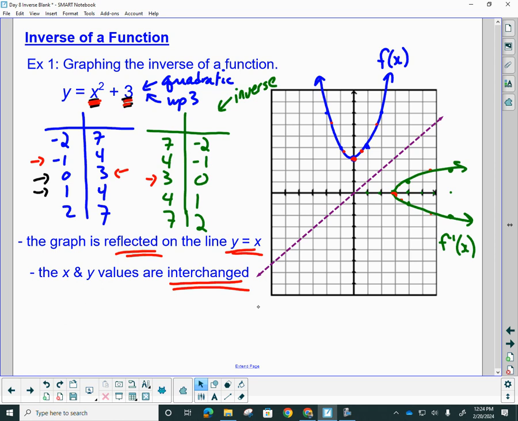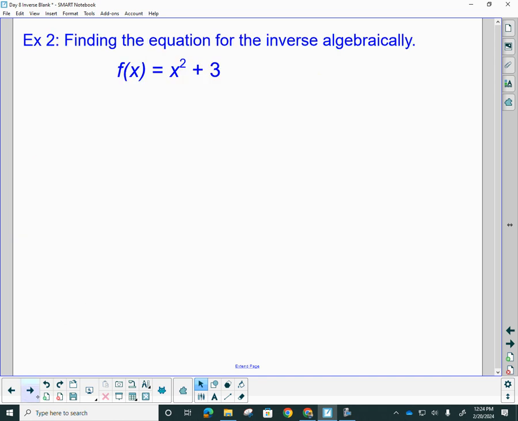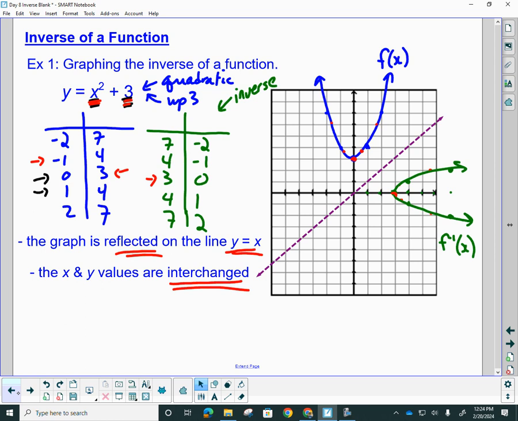Sometimes it is. The inverse of a line is another line, which is a function as well. Some will and some will not be functions, but we'll talk about that later. So that's a good visual of what's going on, but we'd like to figure this out algebraically. Figure out what the equation of that green graph is.